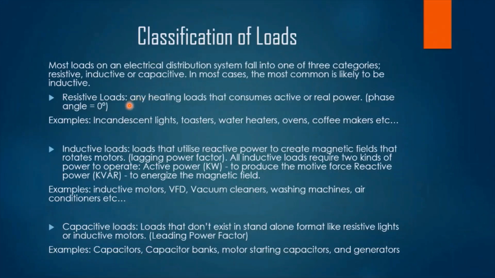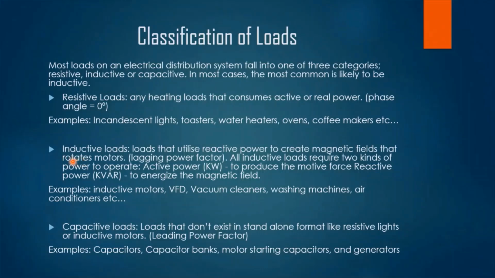So what is the resistive load? It is any heating load that consumes active or real power. It just consumes an active or productive power, and that is because its phase angle is zero. As we said before, when the phase angle equals zero, this means a cosine of zero, which means a power factor of 1. Examples of these resistive loads are incandescent lights, toasters, water heaters, ovens, coffee makers, and etc.